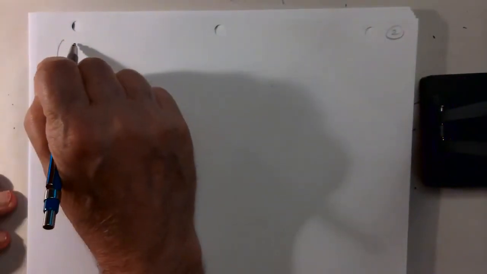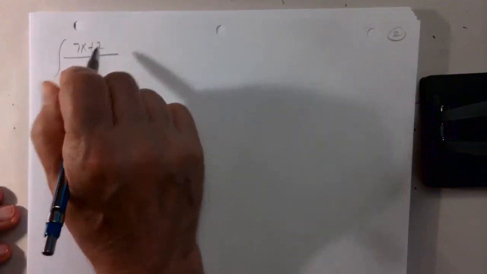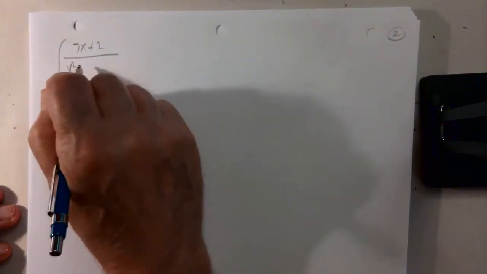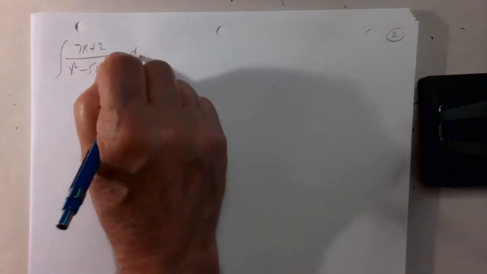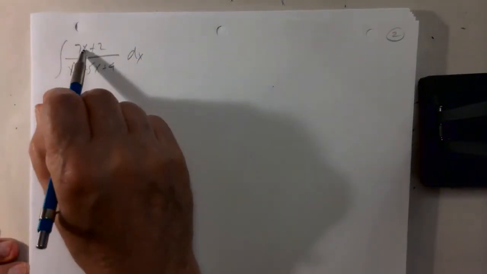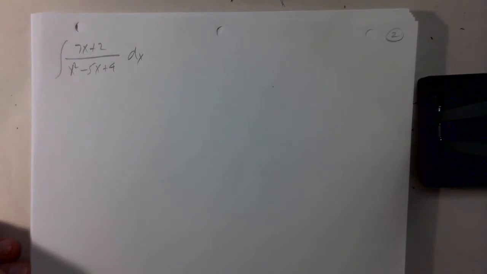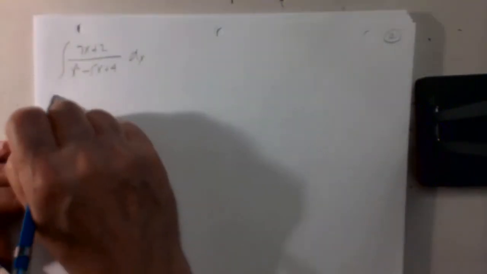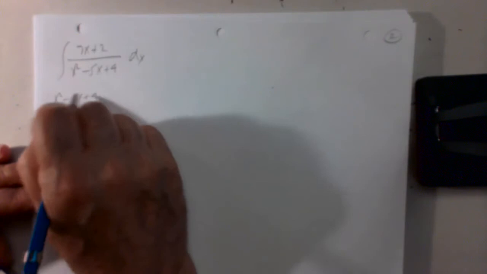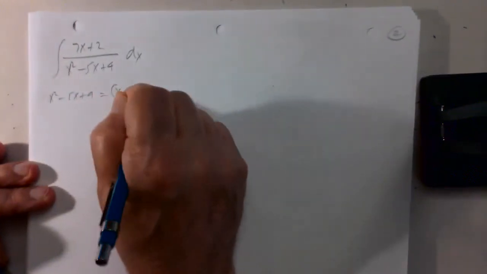So suppose we have the integral of, just making up some numbers, 7x plus 2 over x squared minus 5x plus 4 dx. So the numerator has degree 1, the denominator has degree 2. We don't have to do any long division. The denominator factors. X squared minus 5x plus 4 is equal to x minus 1 times x minus 4.